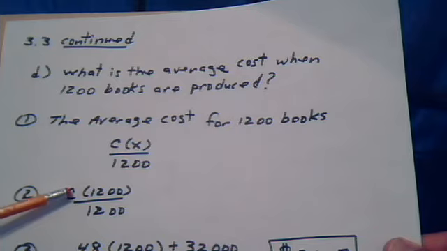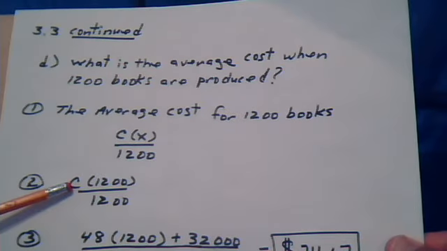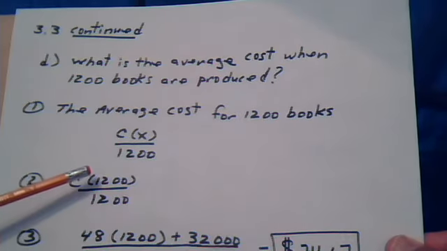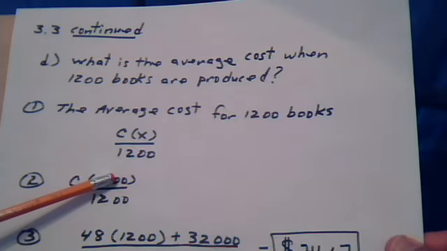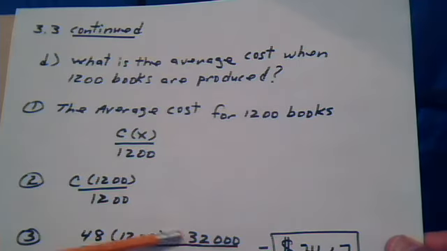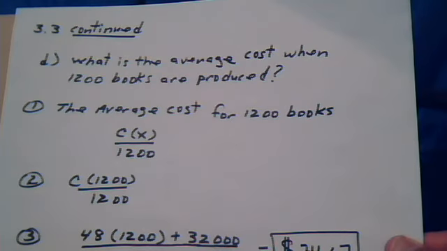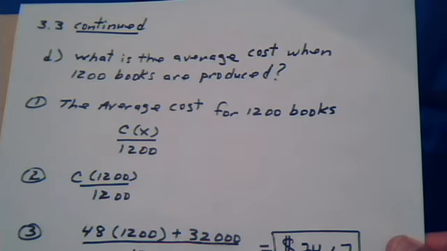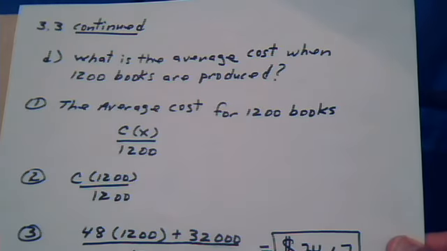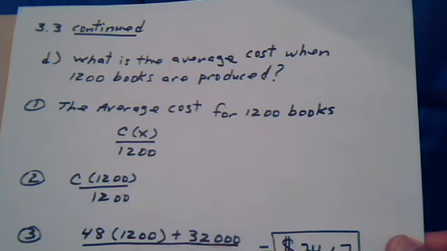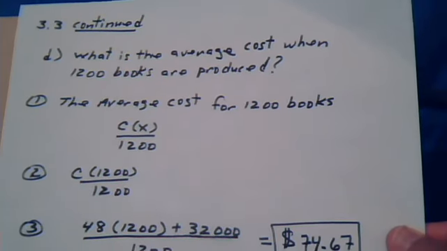Notice, we're going to evaluate the equation, the cost equation, where x equals 1,200. That's going to give you a number. And once you get that number, you divide by 1,200. And then that together would be the average cost. So what is the average cost when 1,200 books are produced? The average cost is $74.67.